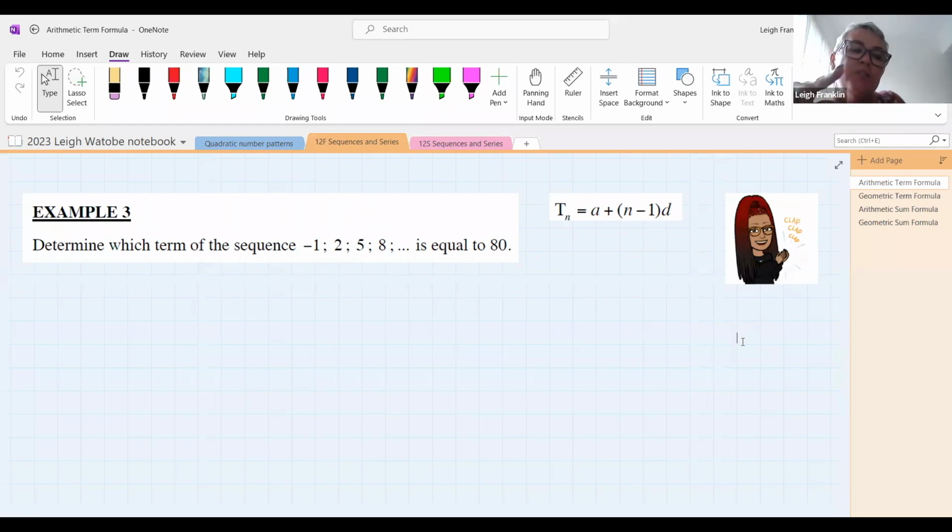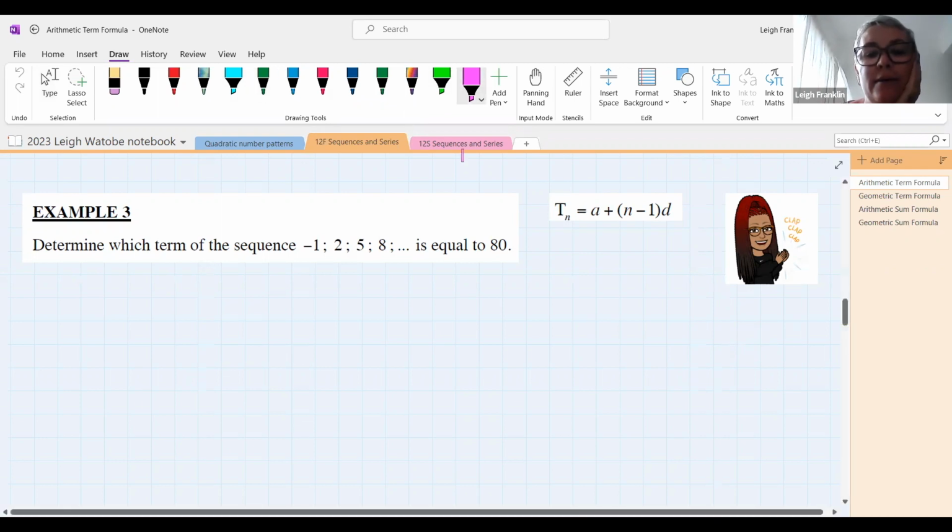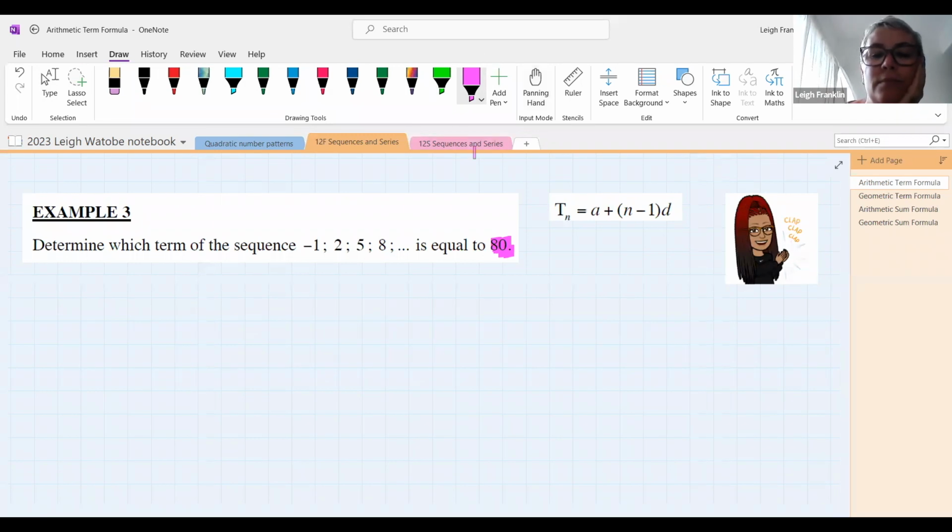Now they say to us, determine which term of the sequence is equal to 80. The English that they are using here is implying that the value of the term is 80. So what letter in our formula is 80? It is our Tn, quite right.